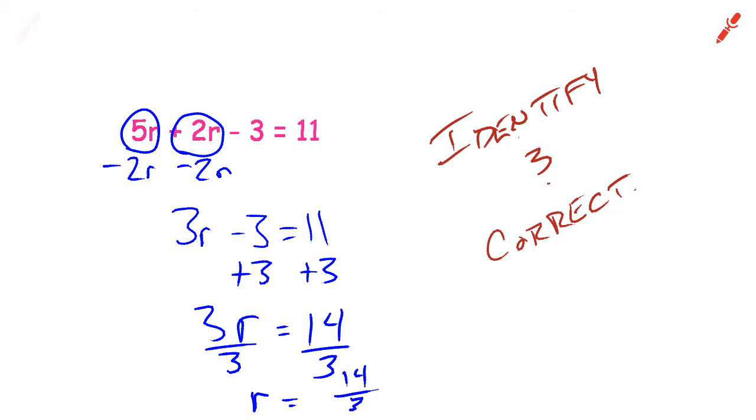Alright, so you should be back with me now, and our correct solution should be r equals 2. Let me double check that in my head. Yeah, r equals 2. So if you got that as your correct solution, then you identified the correct errors. The error occurred here when I decided to subtract the 2r. Let's go ahead and move on to the next problem.